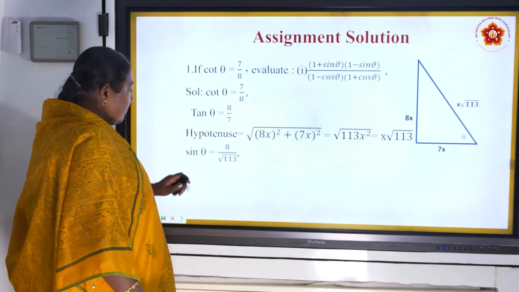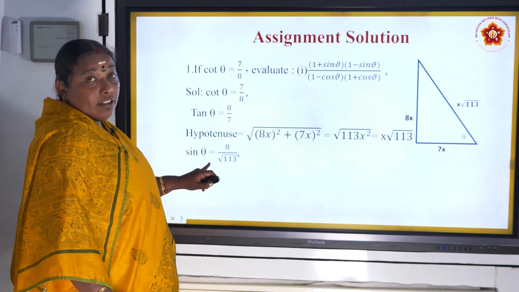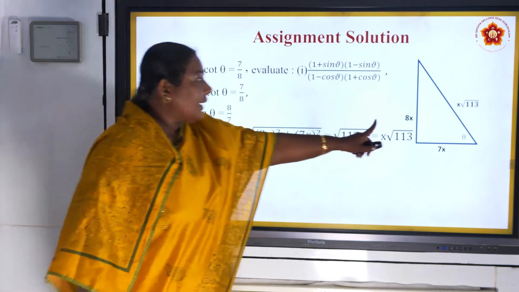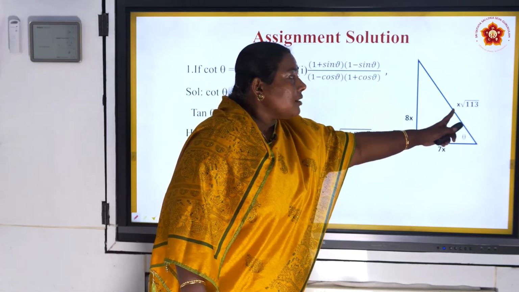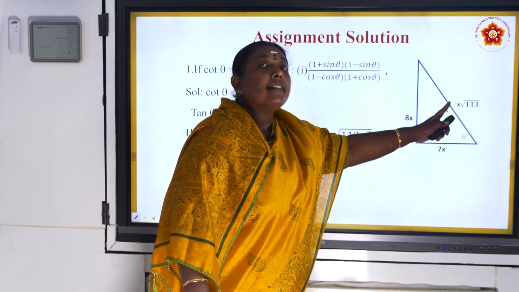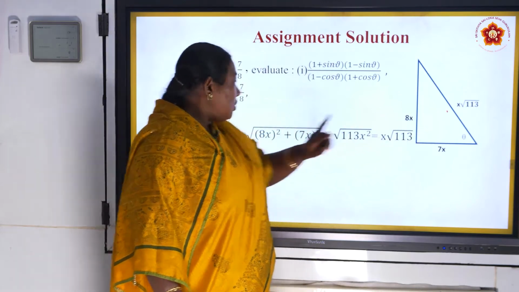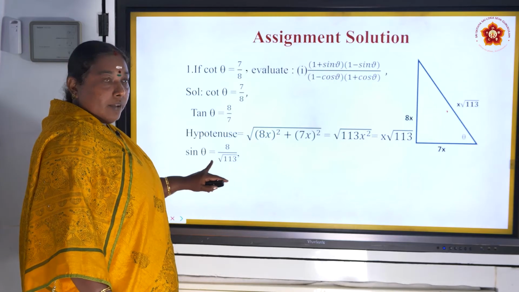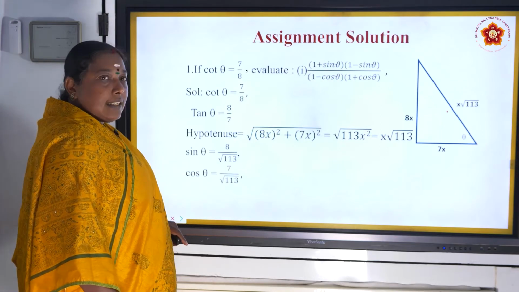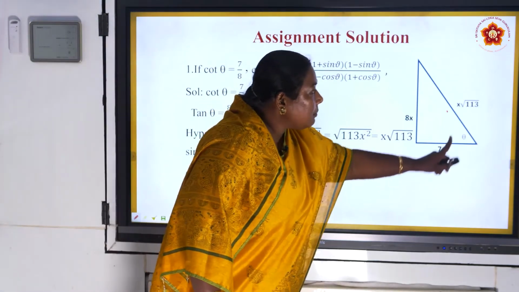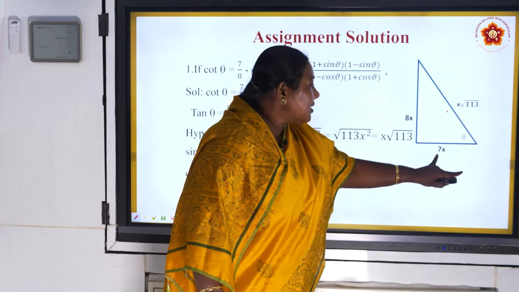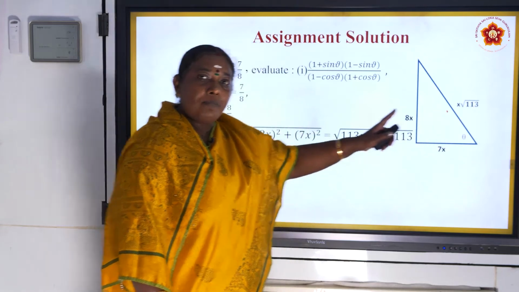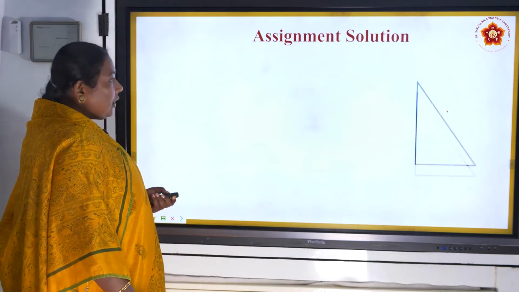Now next, sin theta. Sin theta will be what? Opposite side by hypotenuse. So opposite side is 8x, hypotenuse is root 113 x. So 8 by root 113, right? Next, cos theta is equal to adjacent by hypotenuse. So 7 by root of 113, right? Let us move on to the next.